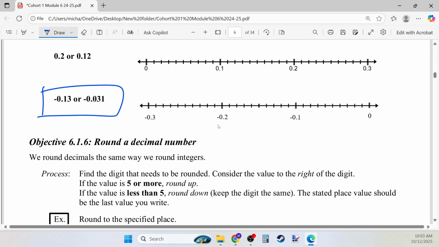So we have negative 0.13. So here's 0.1, here's 0.13. Then we have negative 0.31. So here's 0.03 and a little bit beyond, negative 0.031. This one is the bigger number.